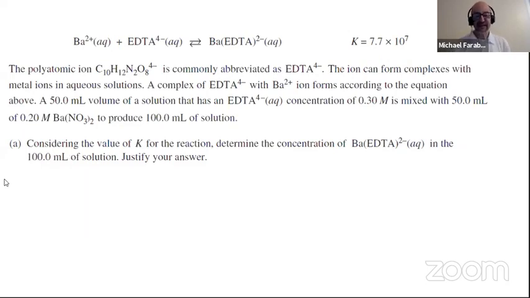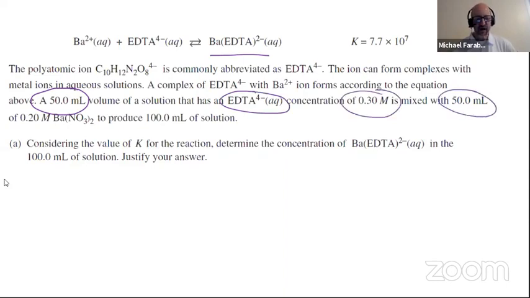Okay. And it even says this in the stem of the question in part A: considering the value of K for the reaction, determine the concentration of the product. In this case, we're talking about this chemical formula Ba, that's barium, and then this polyatomic ion abbreviated EDTA. So what's the concentration of this in 100 milliliters of solution? Let's focus on the information given in the problem. We have 50 milliliters of a solution that contains EDTA at a concentration of 0.3 moles per liter. We have 50 milliliters of a solution that contains barium nitrate, and we're focusing on the barium ions here and not the nitrate ions. So 50 plus 50 is 100. What is the concentration of the barium EDTA complex ion in 100 milliliters of the solution?